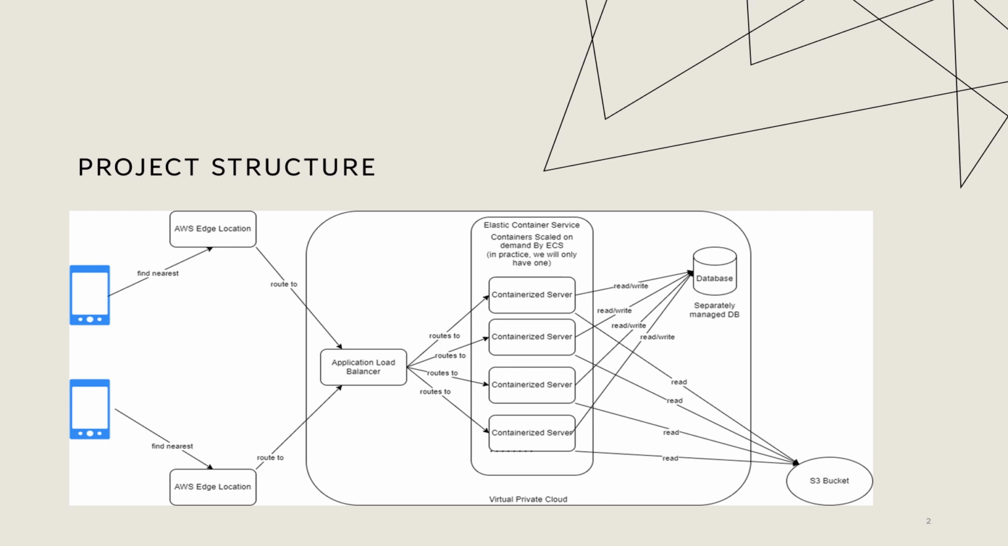From there, the mobile devices connect via the application load balancer. It is the only point of entry inside of the virtual private cloud. The application load balancer routes the request to the Elastic Container Service, which can be running any number of containerized servers. Right now we're only running one, but as demand increases, that will scale automatically. The containers have access both to the database and to the S3 bucket, so they can make those calls whenever they need to.